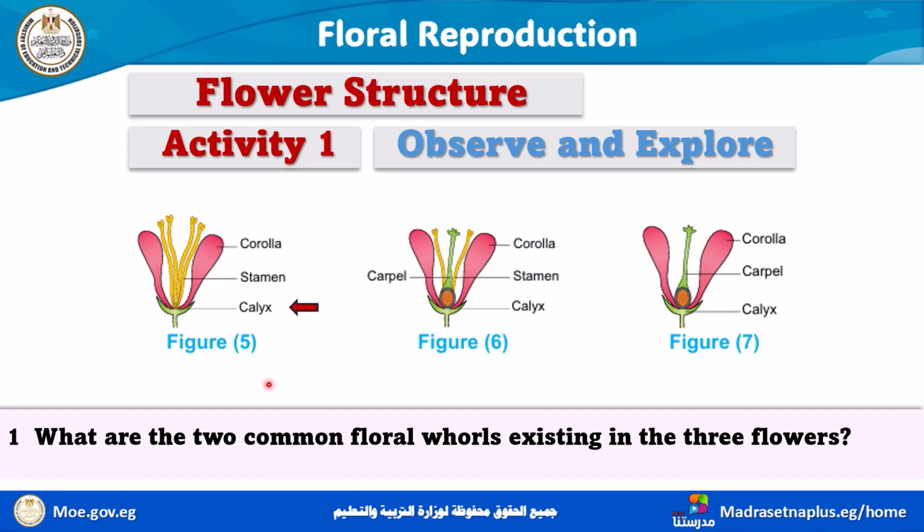calyx, stamen, and corolla. In figure 6, we have calyx, stamen, carpel, and corolla. In figure 7, we have calyx, carpel, and corolla. So in the 3 figures we have 2 common floral whorls. They are the calyx and the corolla.